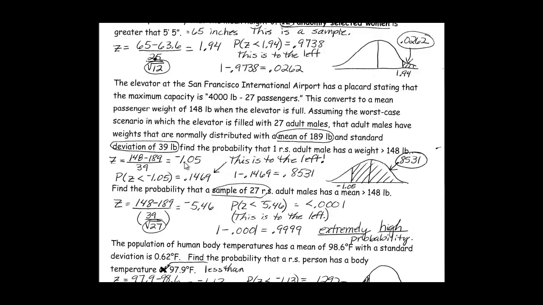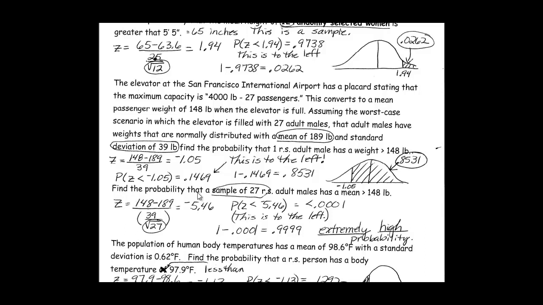We get a z-score of negative 1.05. The probability that is associated with that z-score is 0.1469. But remember, that's to the left. That's that blank spot right here. We don't want this. We're looking for the probability of getting a weight that is greater than 148. So we're going to have to take this away from 1, and that's where we get the 0.8531. So we have an 85% chance of getting a randomly selected male whose weight is greater than 148. And that kind of makes sense.